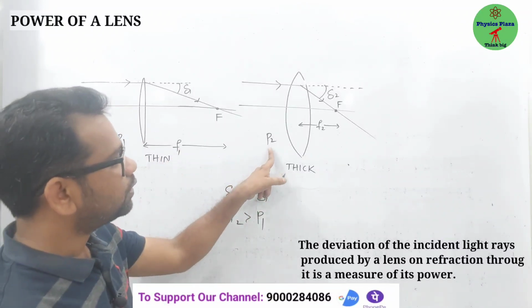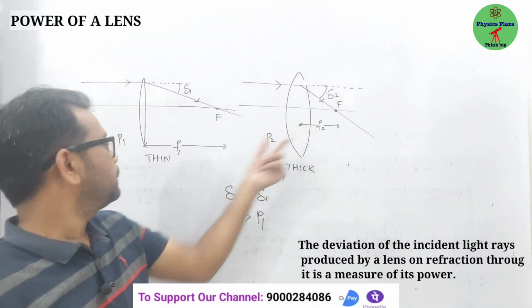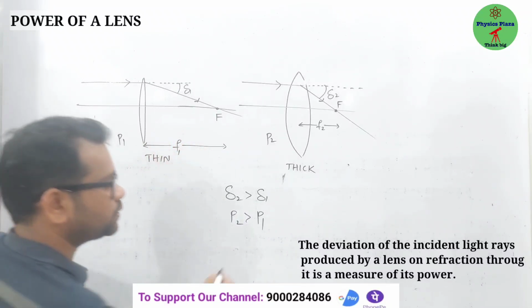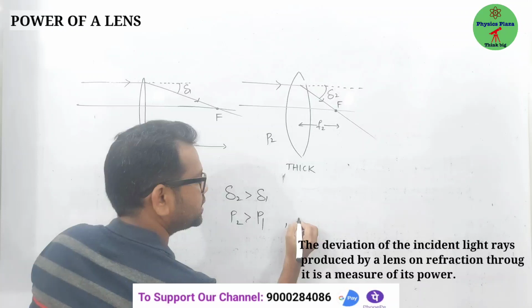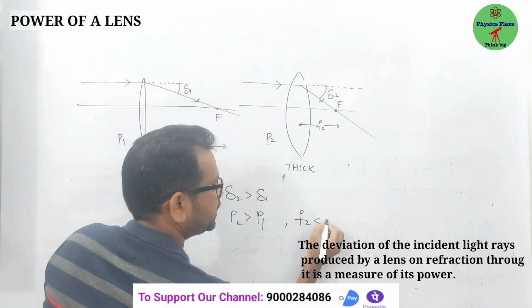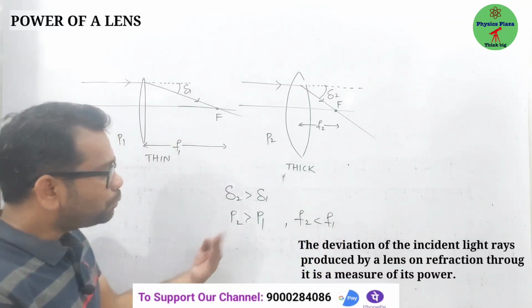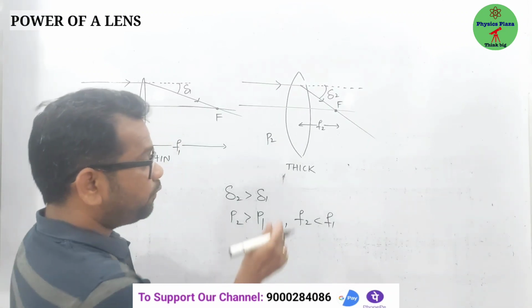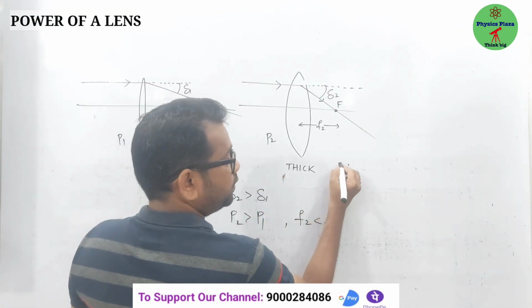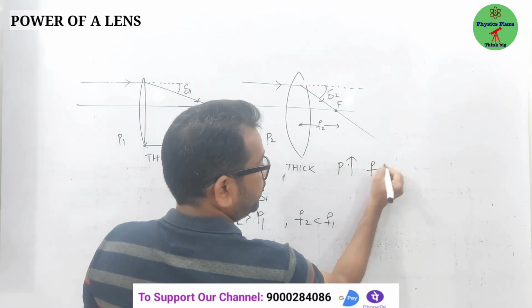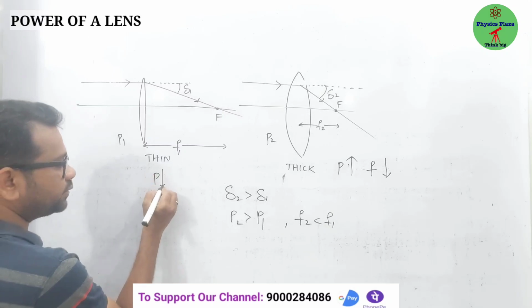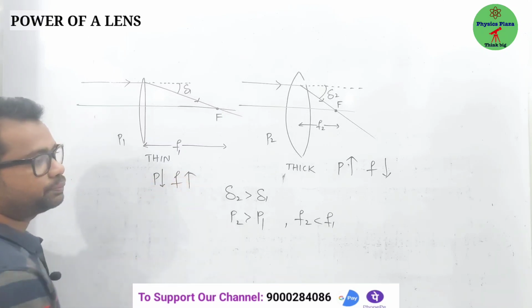Now, how are power and focal length related? Here P2 is more but F2 is less. P1 is less, F1 is more. So we can also say F2 is less than F1, which means both are inversely proportional to each other. Very, very important: for a thick lens, power will be more and focal length will be less, whereas for a thin lens, power is less and focal length will be more.